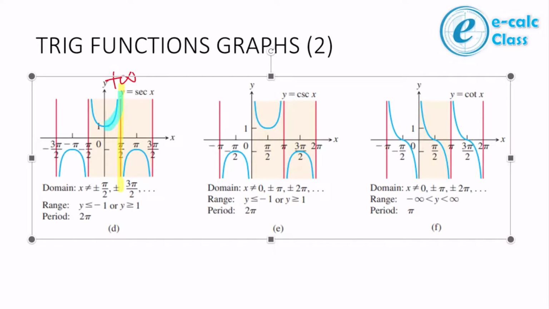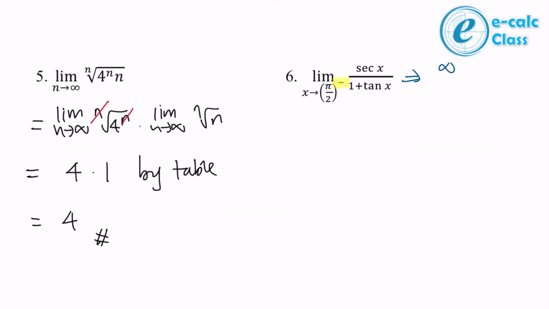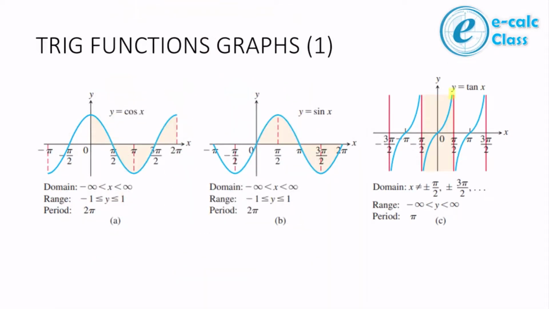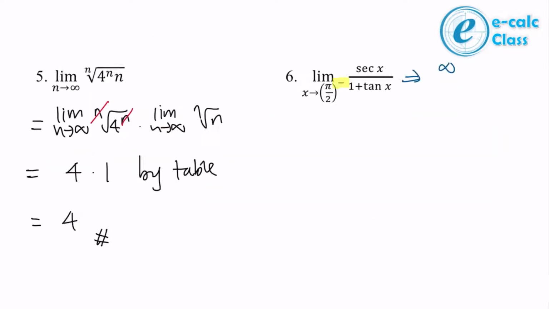Then what about tangent pi over 2 from the left? Also infinity, isn't it? Also positive infinity, right? Tangent pi over 2 from the left is positive infinity. Okay? So you have a positive infinity over positive infinity. Okay. So you can use L'Hopital's rule.